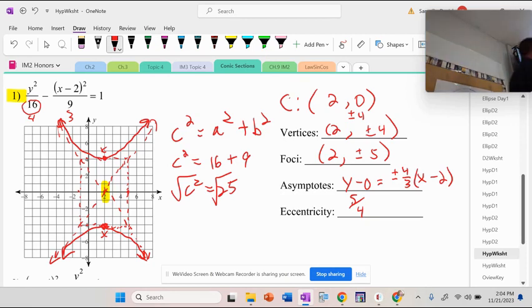So eccentricity is just C over A. By the way, I didn't mention this but of course, eccentricity for a hyperbola is greater than 1 because C is bigger than A. You have a bigger number over a smaller number. And I'm not going to get into it with that. I really like eccentricity with ellipses closer to 0.